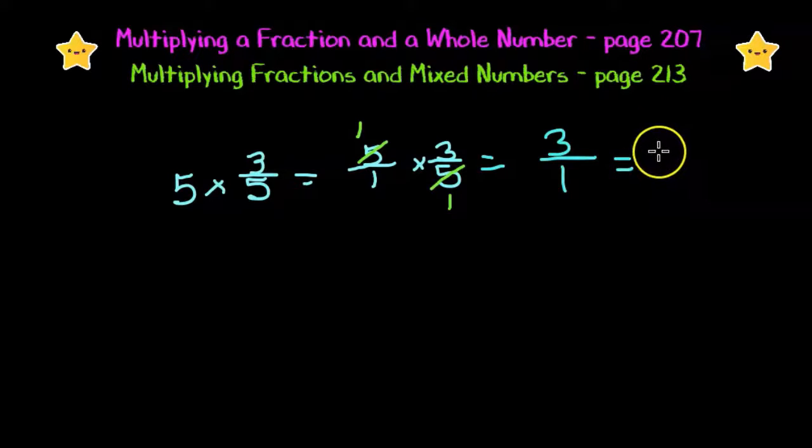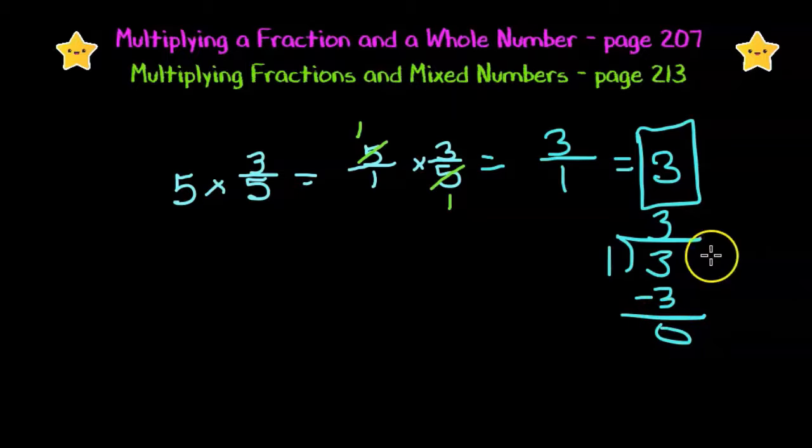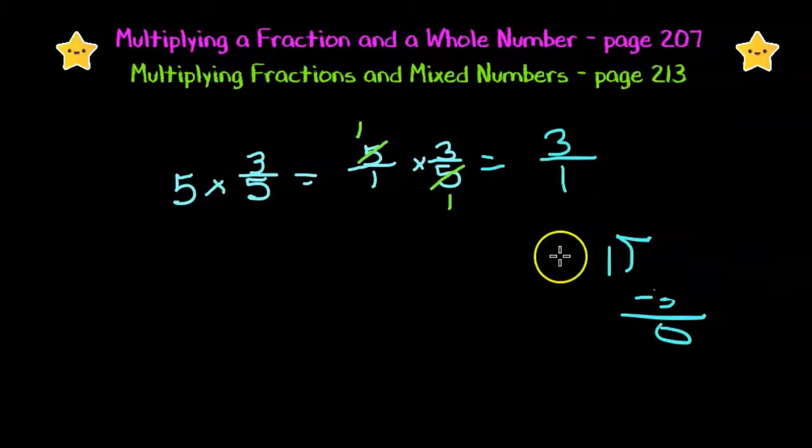Remember, anything over 1 is the same thing as the whole number, so I would just have a whole number of 3. Because this is really an improper fraction, and if I divided it out, I would be left with a whole number of 3. If I divide it, how many times will 1 go into 3? Well, 3 times. 3 times 1 is 3. No remainder, so I wouldn't have a fraction, I would just have a whole number, 3. Does that make sense?